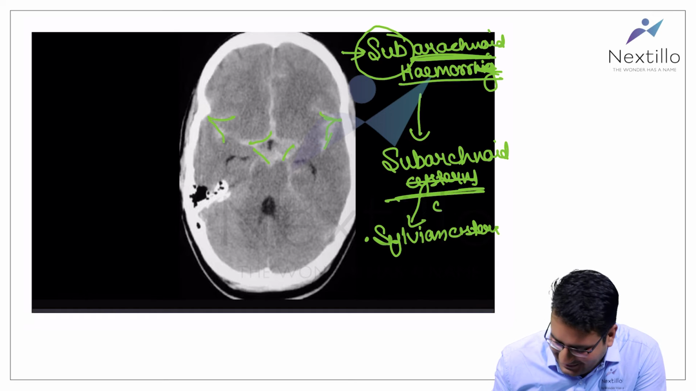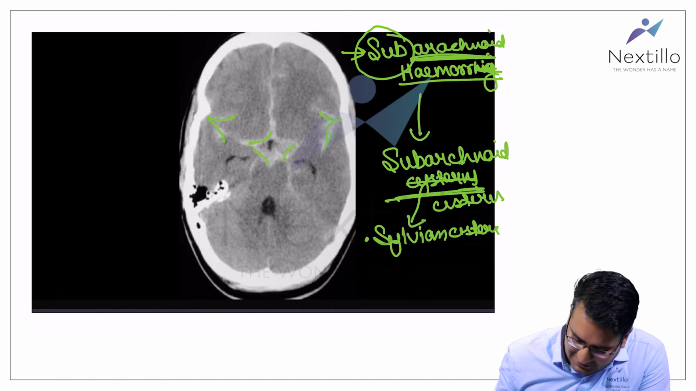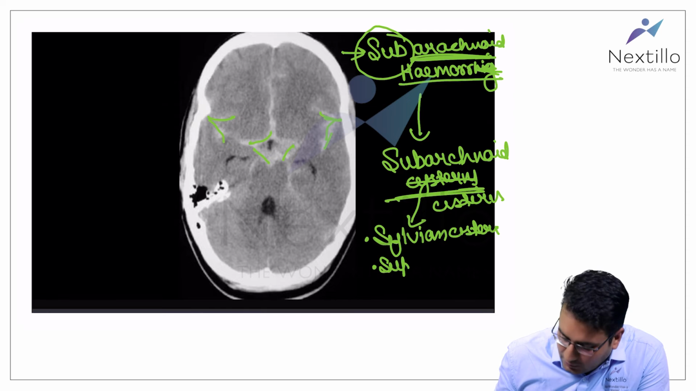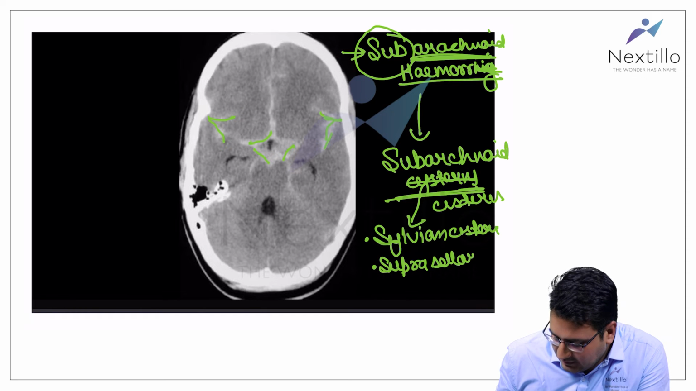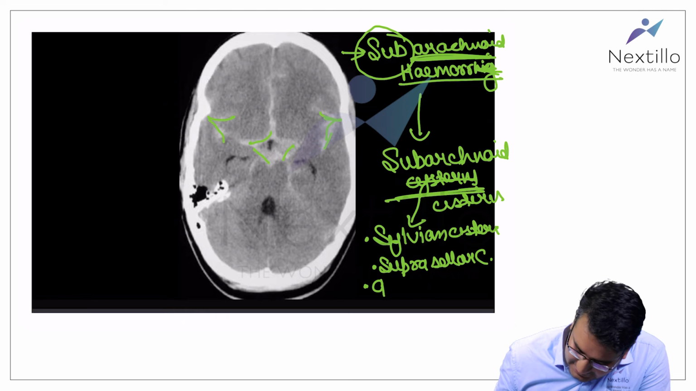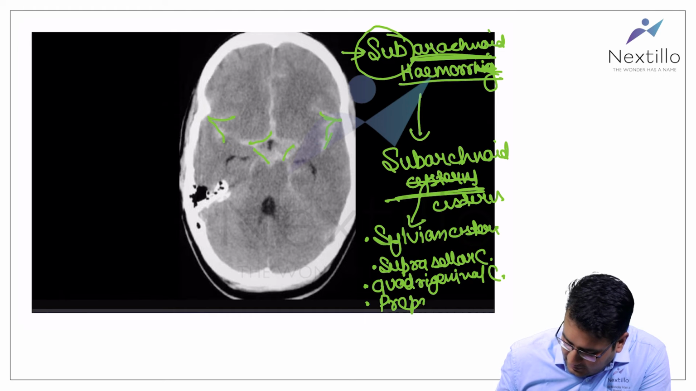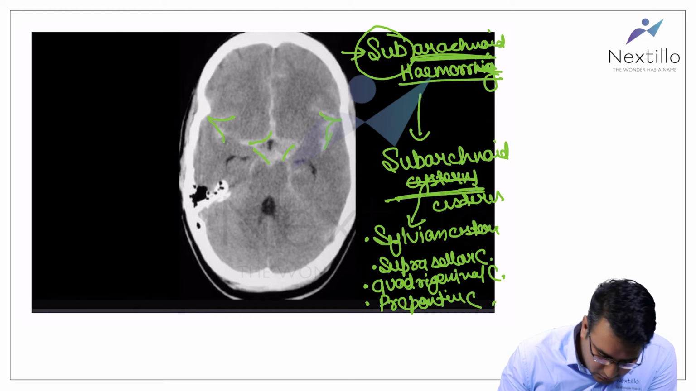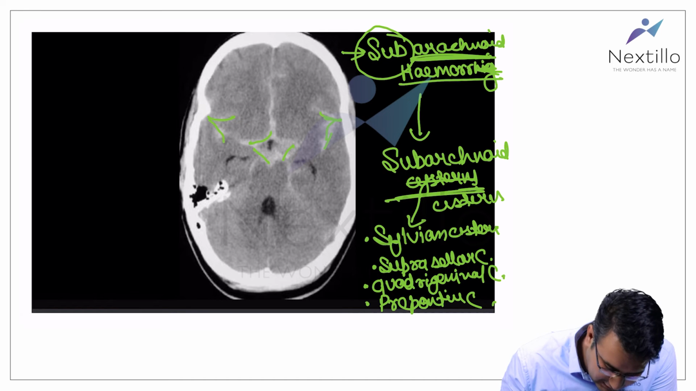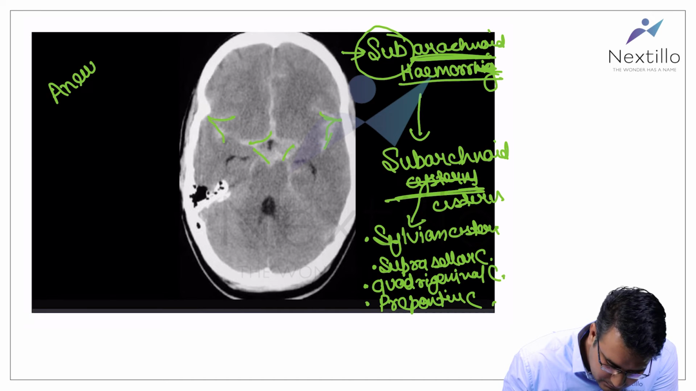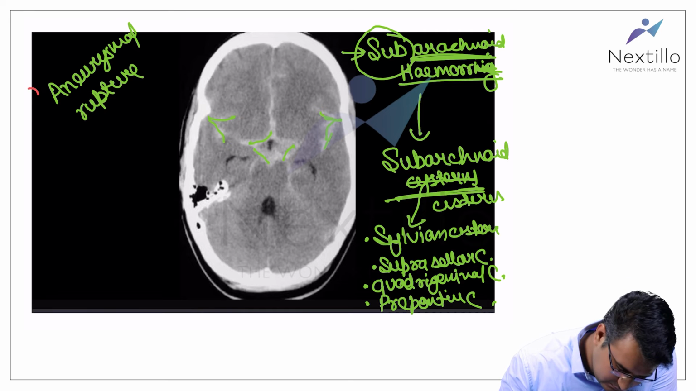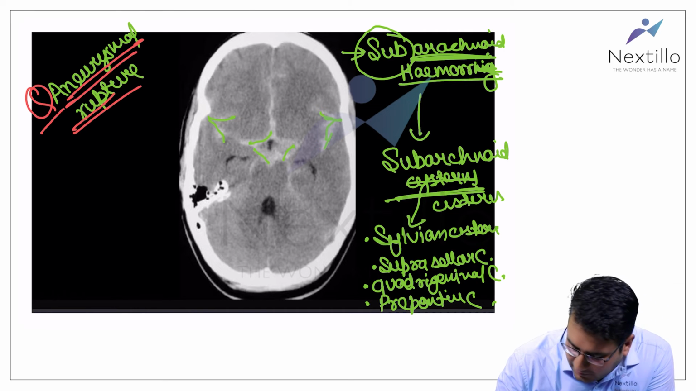Sorry for this mistake. Cisterns. Okay. Sylvian cistern, suprasellar cistern, quadrigeminal cistern, and prepontine cistern. What is the common cause of subarachnoid hemorrhage? Aneurysmal rupture. Okay, this is an important question. Aneurysmal rupture is an important part here.